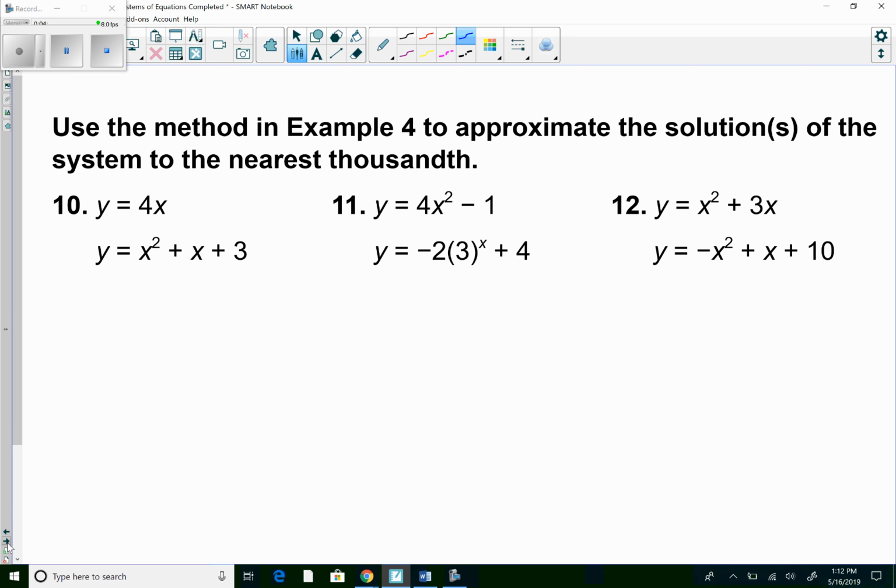Then your next task is just to do 10, 11, and 12. Like I said, go ahead and use Desmos. For 10, 11, and 12, you will absolutely get solutions for all 3 of them. If you've got questions, write them down. I will answer them tomorrow.